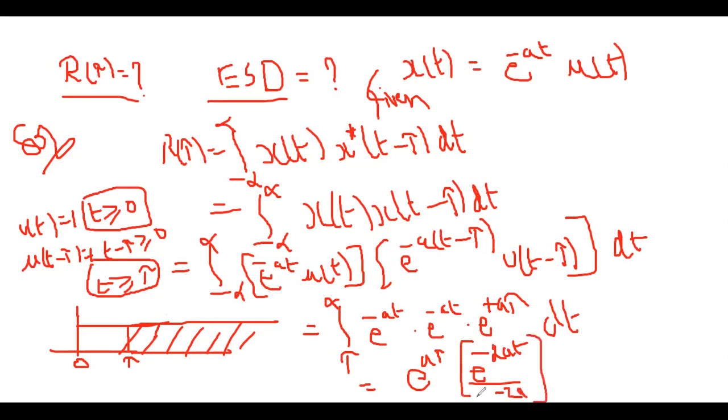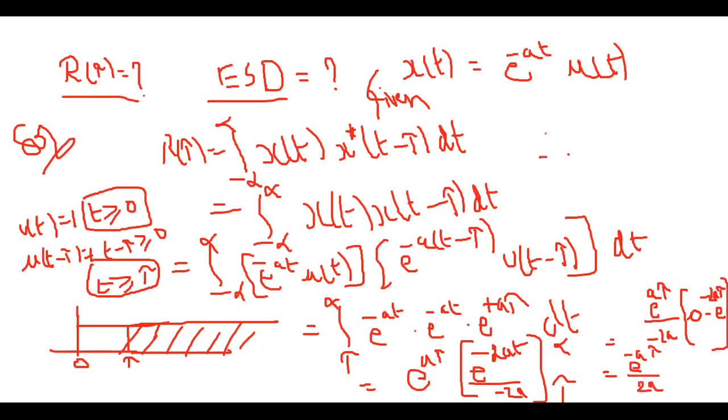and with the limits of infinity and tau, that is equal to e power a tau by minus 2a. When I substitute the upper limit, e power minus infinity is 0. Lower limit, if I substitute, minus e power minus 2a tau. With the minus and minus, it becomes plus, e power a tau and e power minus 2a tau, so you get e power minus a tau by 2a.